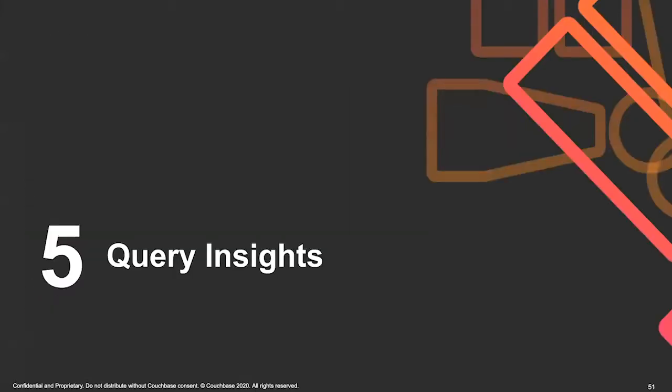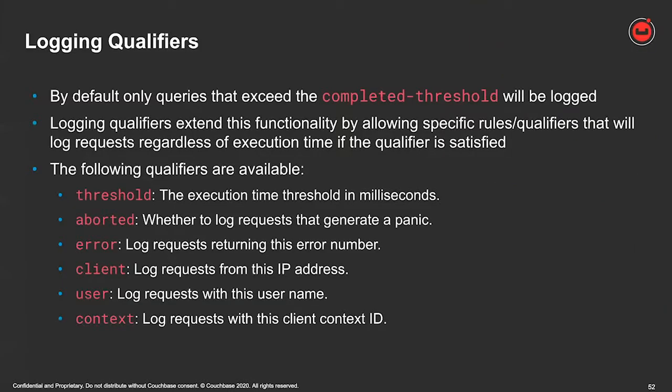So up to this point, we've seen that queries are able to be logged in system completed requests if they exceed an elapsed time, if they exceed that completed threshold value for the query service. Couchbase Server 6.5 introduced logging qualifiers. And logging qualifiers provide us the ability to add additional conditions outside of the execution time or the threshold for when a query should or shouldn't be logged. This will allow us to optionally log things like a specific IP address or from a specific user, or queries that generated a specific error.